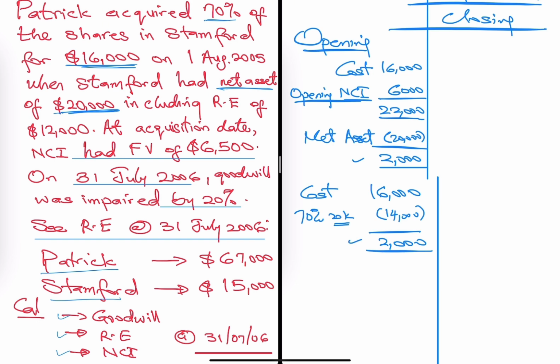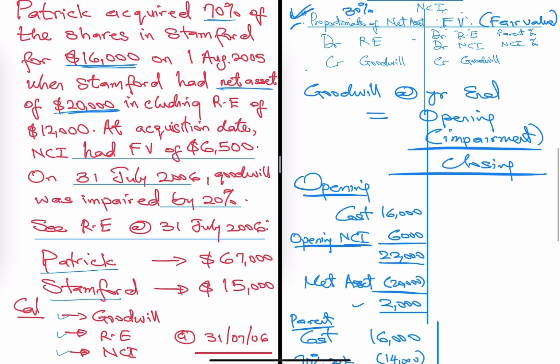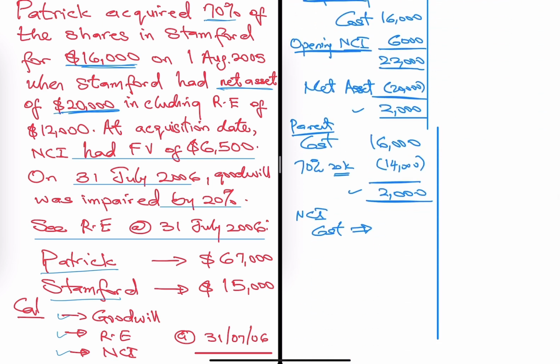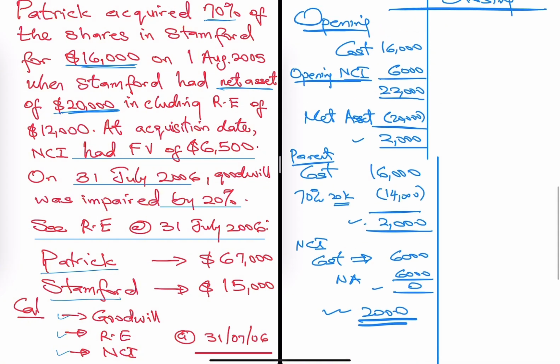So this is parent. If you try to do it for NCI, you see that NCI is 0. Cost of NCI is its measurement, which is proportionate, 30% of 20, and that's 6,000. The net asset of NCI will also be the same way, 6,000, and that is 0. And the total goodwill will still give you 2,000. So that's just to show you that quickly.